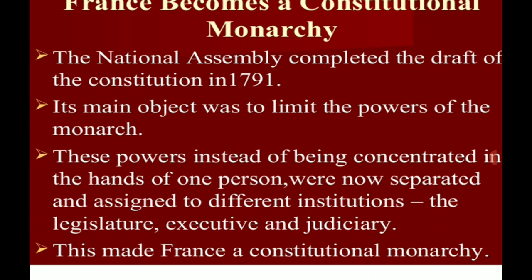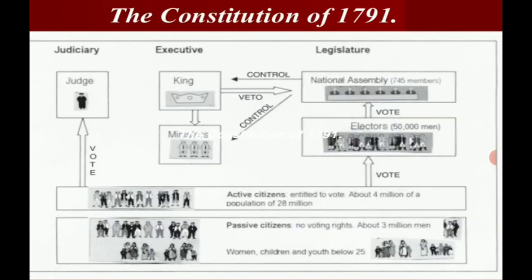The National Assembly completed the draft of writing the Constitution in the year 1791. Its main object in doing this was to see that the powers of the monarch were limited, that they became less. These powers, instead of being concentrated in the hands of one person, were now separated and given to different institutions, that is the legislature, executive and judiciary. This made France a constitutional monarchy.